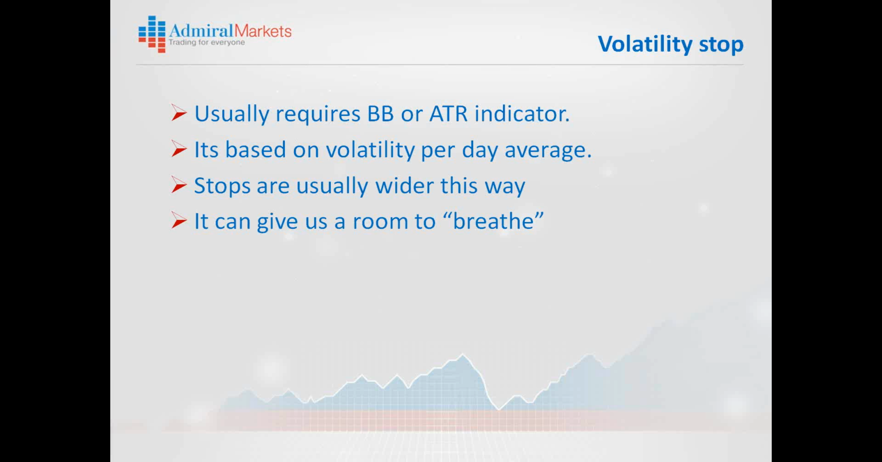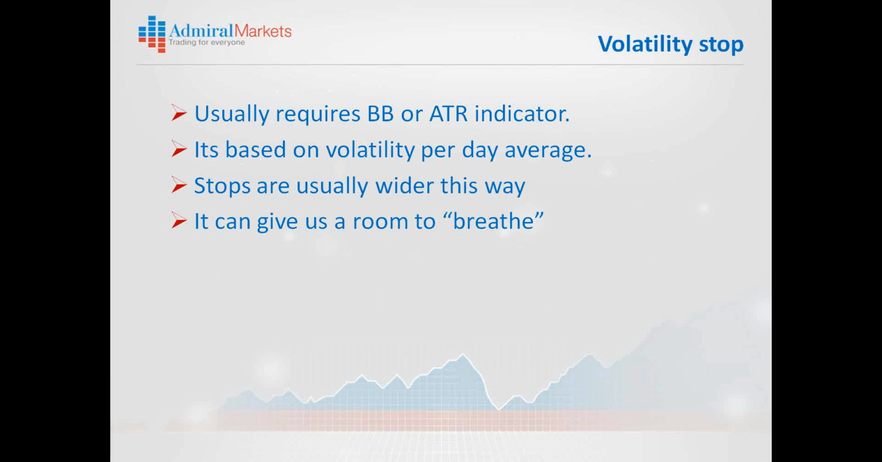It's used in ranging markets when we exploit range, and usually the markets are somehow slow, they're ranging. So we have two equidistant lines on Bollinger Bands. We don't have a trending day. So volatility stop is usually used on a ranging day in conjunction with Bollinger Band or ATR indicator.